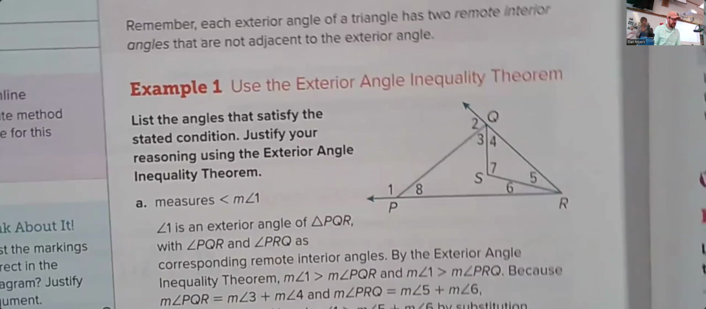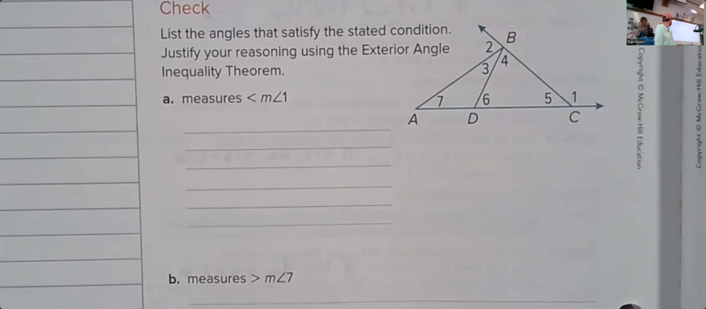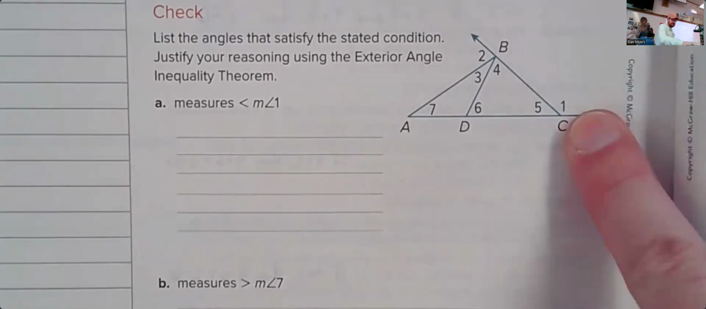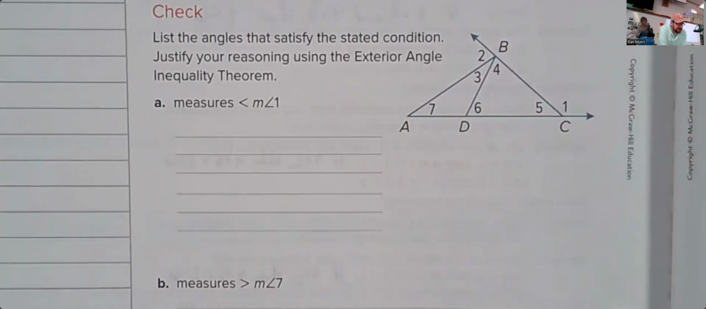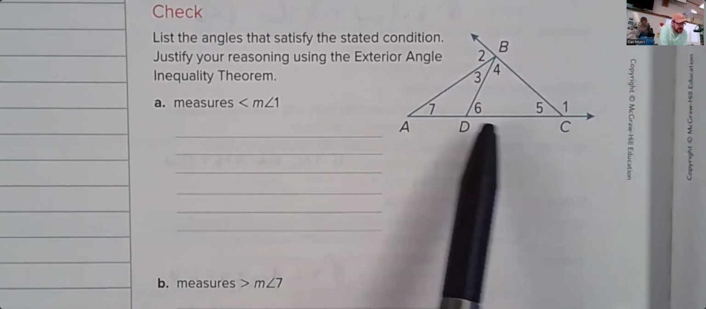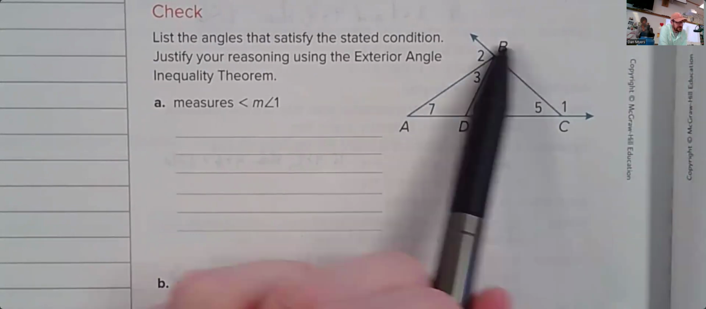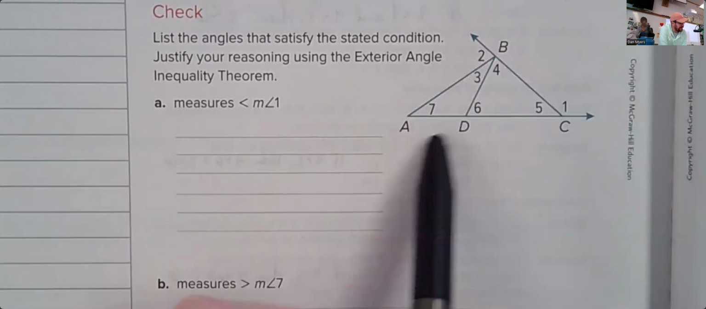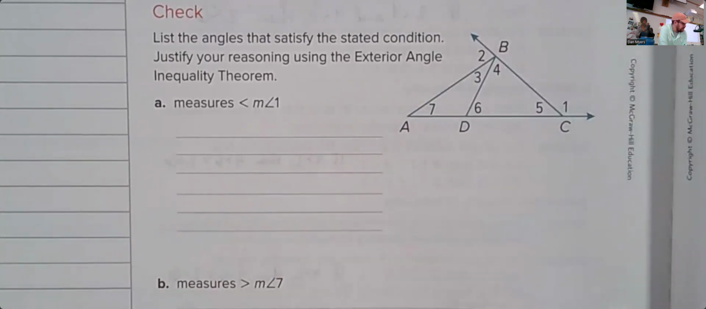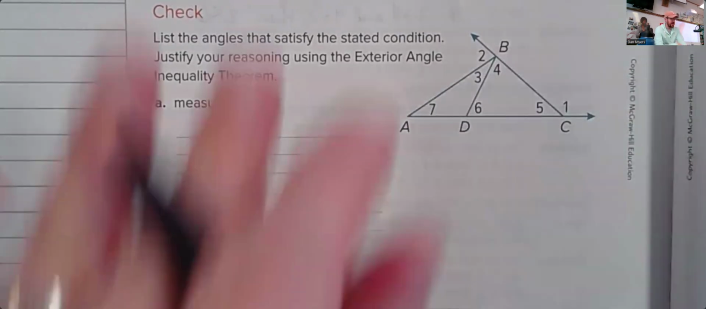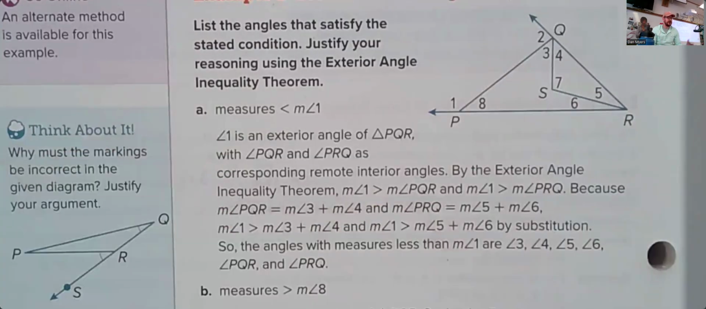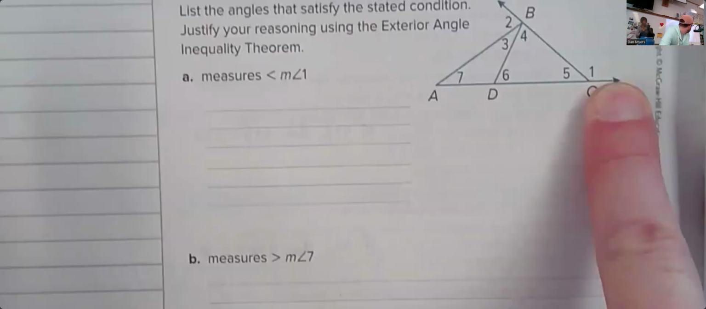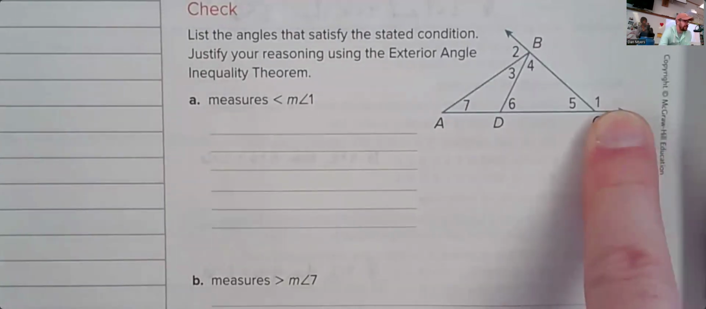So let's try this one. So angle 1 is here. Now, there are two other triangles that we're looking at here, right? There are multiple triangles within this triangle. So we don't need to come up with a whole big long paragraph like we did here. Let's just talk through it and make some statements. So angle 1 is exterior. Give me one remote interior angle in relation to angle 1.